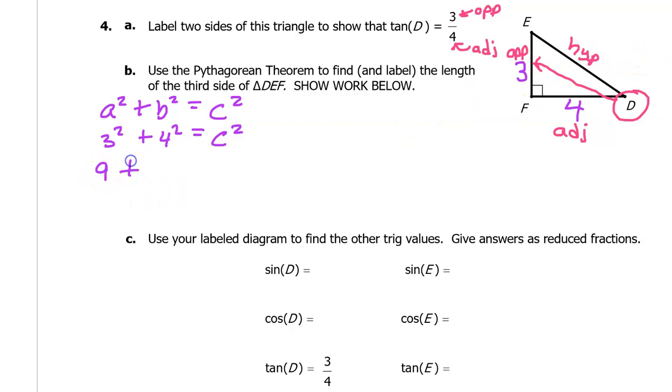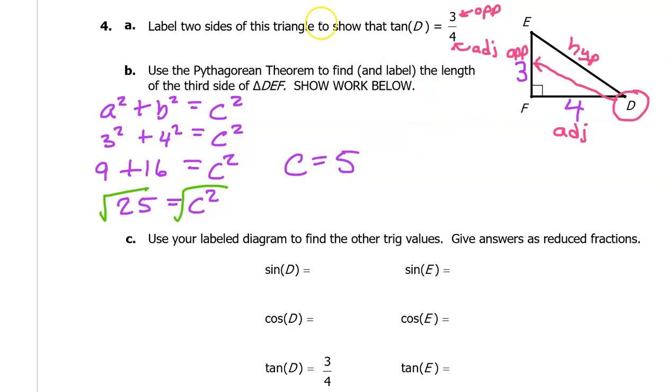And this is 9 plus 16 is equal to c squared. And then that is 25 is equal to c squared. And to get c by itself, we need to take the square root of both sides. And the square root of 25 is 5. So we get that c is equal to 5. And that was the hypotenuse, guys. So I'm just going to slide this hypotenuse label over a bit to leave room for the 5.